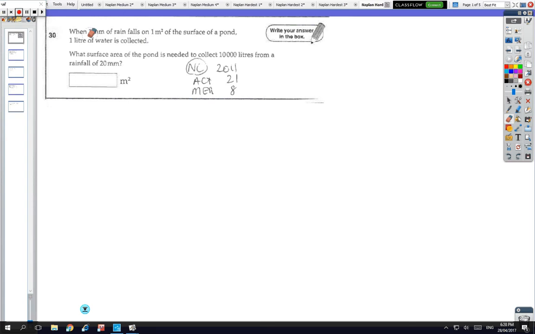Okay, so we've got 1 mil, so I get my pen working. 1 mil on 1 meter equals 1 litre. And then we've got 20 mils, and we've got to get up to 10,000. So if you've got 20 mils, you end up with 20 litres on 1 metre squared. Okay, so we want 10,000.